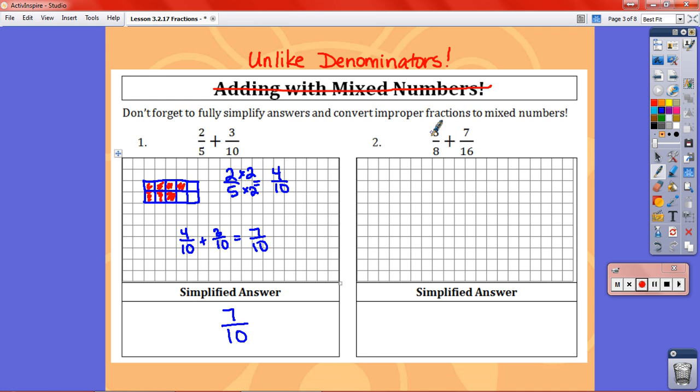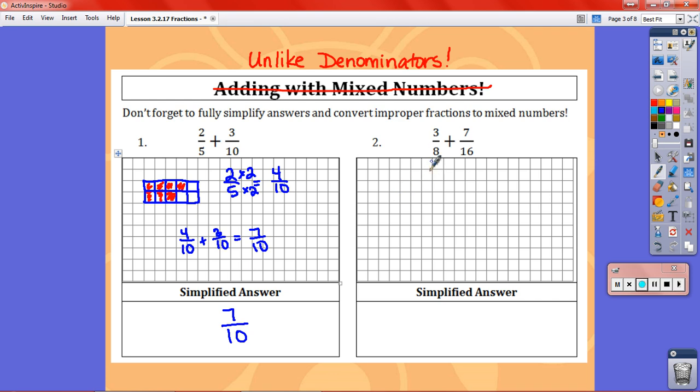Now 3 and 8 have no factors in common, so that can't be simplified. Same with 7 and 16. So since these can't be simplified, I'm going to go ahead and try and find something that the denominators have in common, because 8ths and 16ths are not the same size. But 8ths would have to be twice as big as 16ths, because there would be twice as many pieces in a figure with 16 pieces as there would be in a figure with 8 pieces.